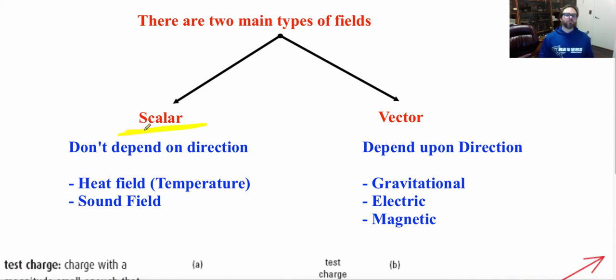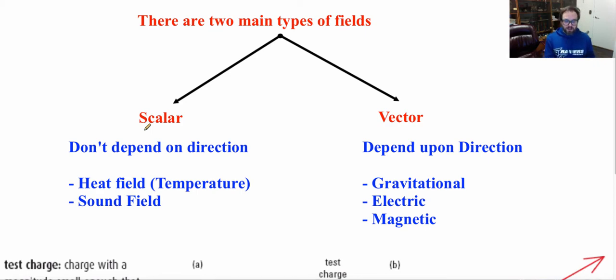Scalar quantities do not depend on direction. An example of this would be like the snowman with the Bunsen burner, which is a heat field. Right here, there is no movement. It is just the proximity of the heat field that determines how hot it is. Another one is a sound field. So the closer you are to it, the louder it is.